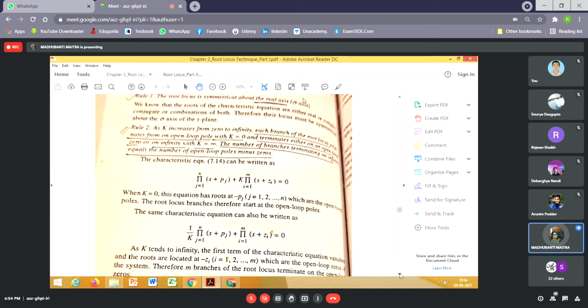Remember, the characteristic equation of an nth order system can be represented as 1 plus k into the product of (s plus zi's) divided by the product of (s plus pj's).